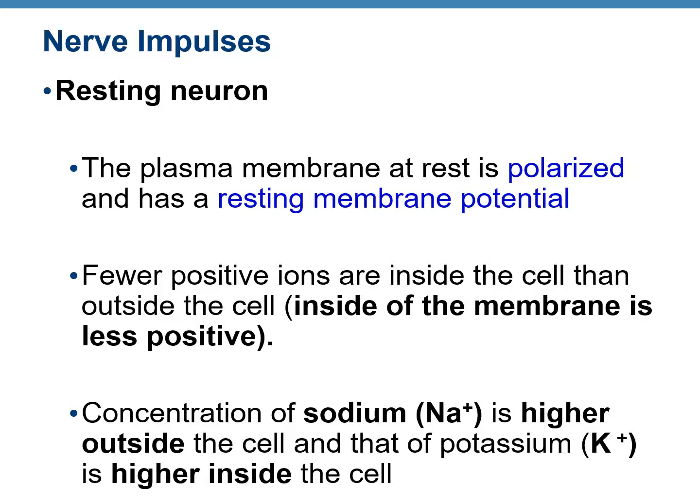What kind of positive ions are there? Sodium ions, which is denoted by Na, and potassium ions, which is denoted by K. So both of these are positively charged ions. Concentration of sodium ions is higher outside the cell and the potassium ions are more inside the cell.